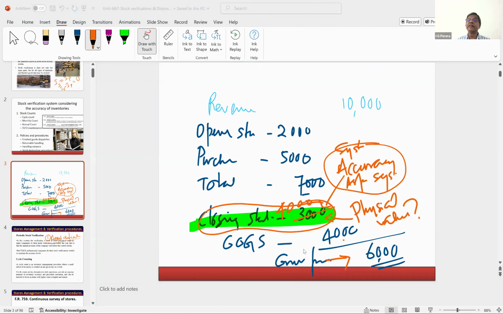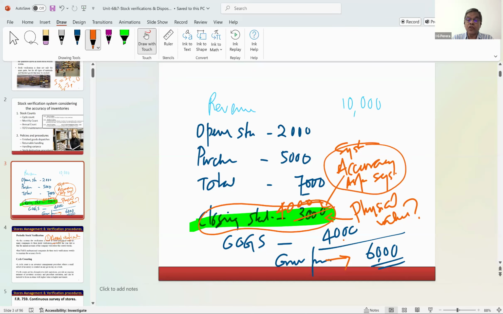Stock value is 4,000, what is the gross profit? Mudita Prasad, what do you think? What will be the gross profit? Revenue minus cost of sales, that means gross profit. The revenue 10,000, cost of sale 4,000. The gross profit would be 6,000. Yes, very good. Is it 6,000?